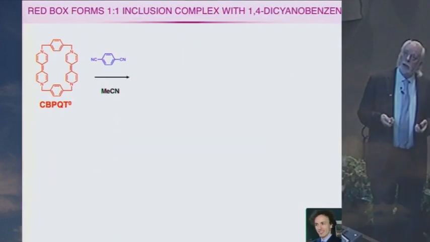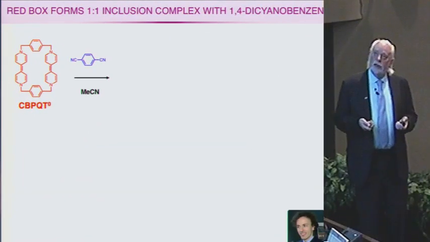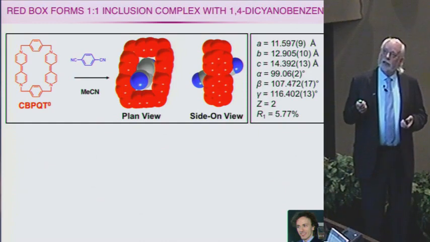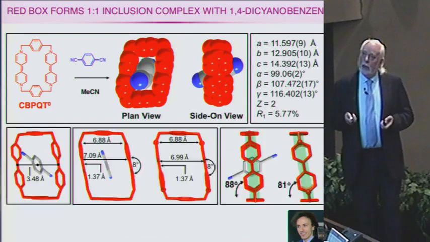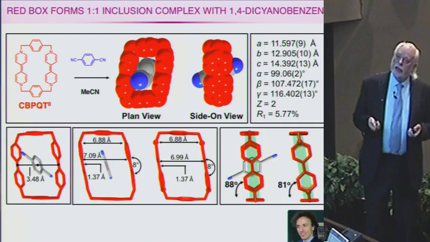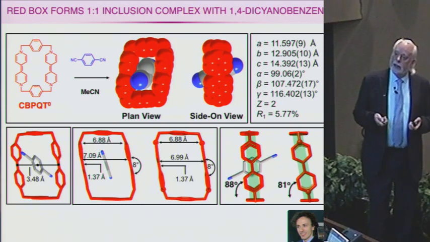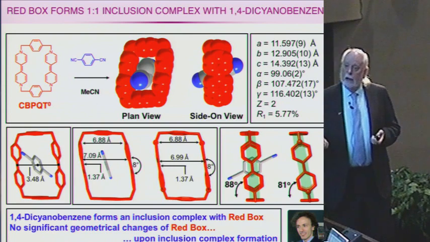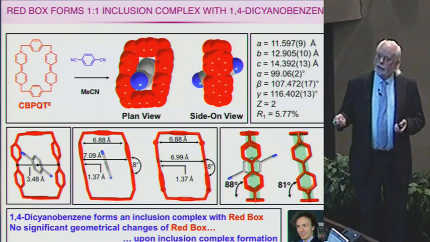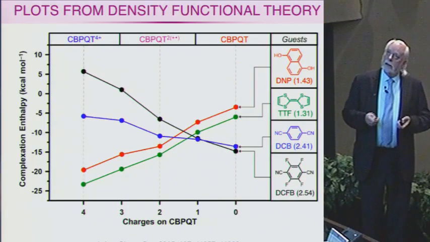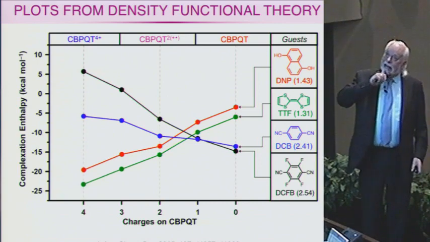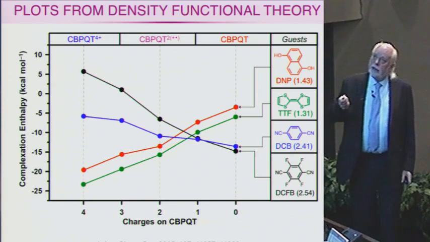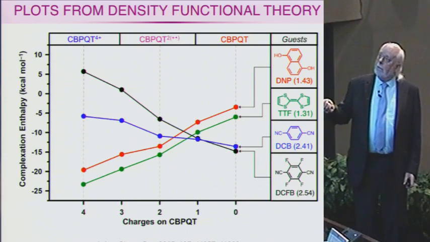Okay, so what can we do with the red box once it's been reduced? Well, he was able to show that we could take these pi electron deficient systems and, at least in the crystalline state, form one-to-one complexes. And again, there was a change in the geometry on the complexation, as one might expect. 1,4-dicyanobenzene forms an inclusion complex with the red box, but with no major geometrical changes upon inclusion. And this series of plots just emphasizes the changing characteristics as you go from the fully oxidized blue box to the neutral one.